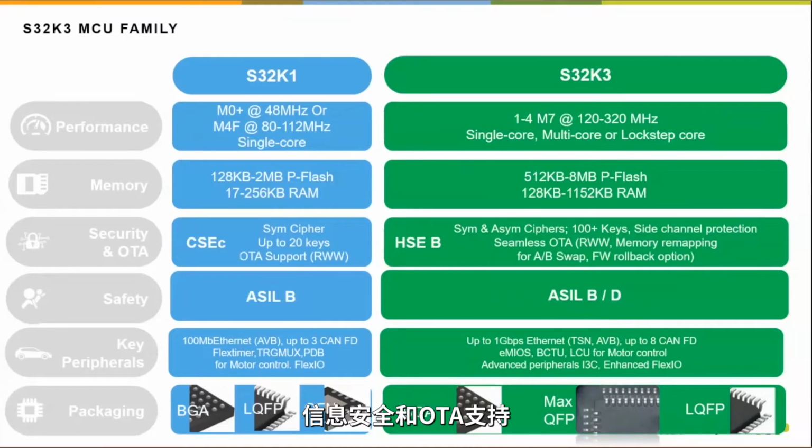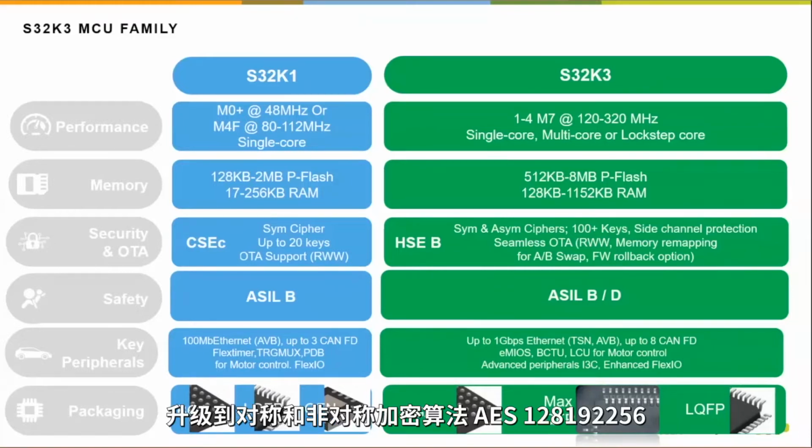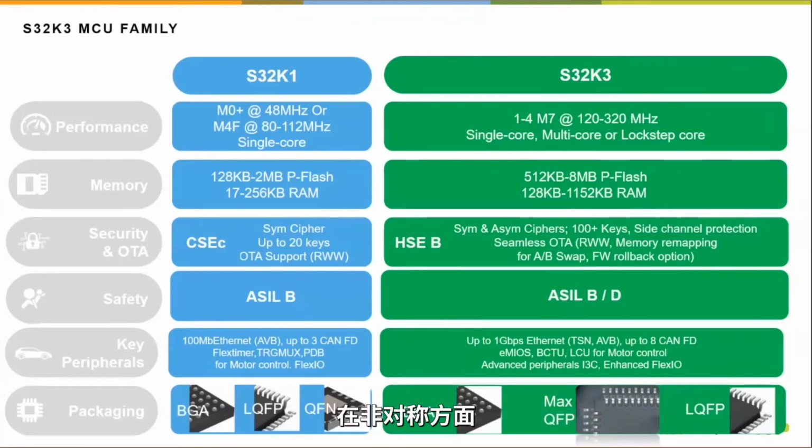Security and OTA, over-the-air support, is also a key area of investment. On the security side, again, we extend the range of what we've had before on the K1 family, moving up to symmetric and asymmetric ciphers: AES 128, 192, 256, and on the asymmetric side, RSA and ECC encryption as well. We can also support a larger number of keys in memory with a secure fixed area of RAM and a variable sized area of flash for key storage, so over 100 keys can be stored.